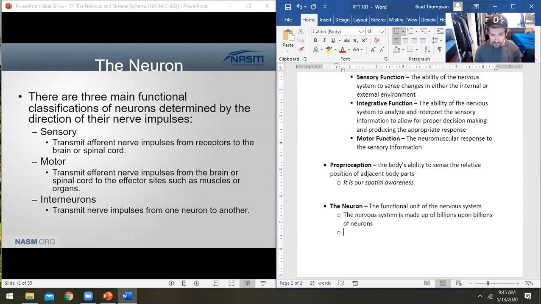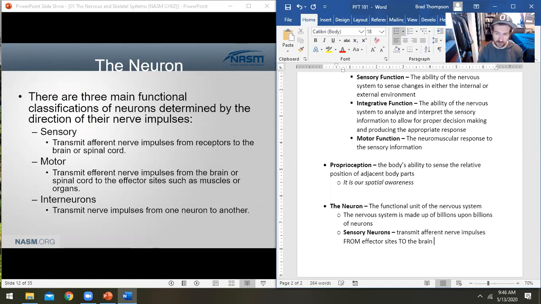Now, the three types of neurons that we've got are going to be sensory neurons. Sensory neurons are in charge of the sensory function of our nervous system. Their job is to transmit afferent nerve impulses from effector sites to the brain, right?